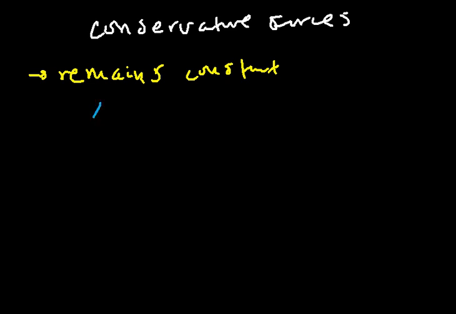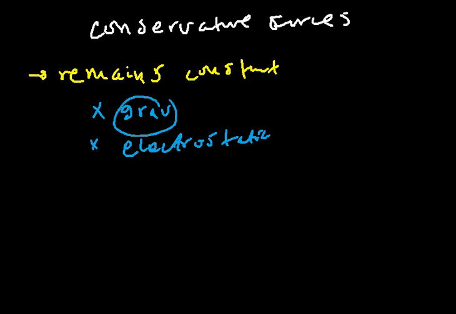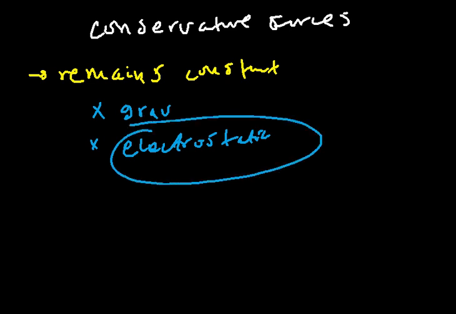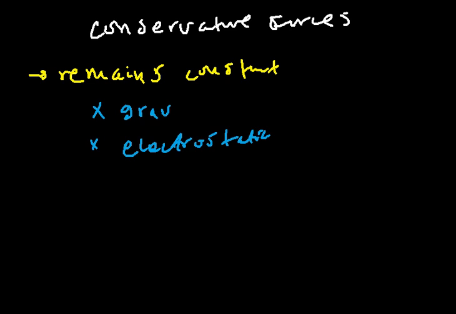A good example of conservative forces is the gravitational force, and also the electrostatic force. The gravitational force is the force due to gravity, which always points downwards. The electrostatic force is the electric force due to stationary charges. All these are examples of conservative forces. You just have to bear that in mind.